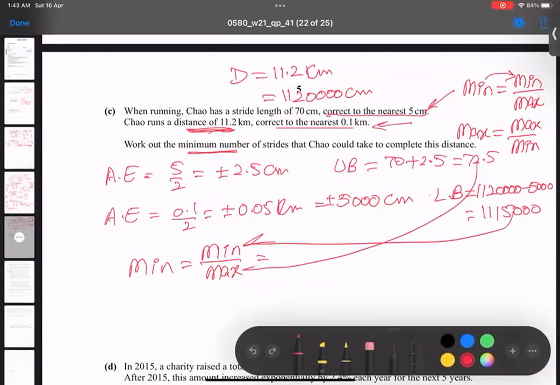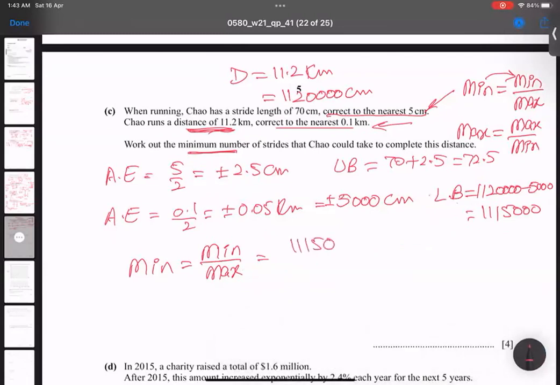I repeat again, there is a most important point here which is important to understand: 1,115,000 divided by 72.5. Let's find the minimum value from here. The answer I'm getting is 15379.31. But I need 3 significant figures, so it becomes 15400.